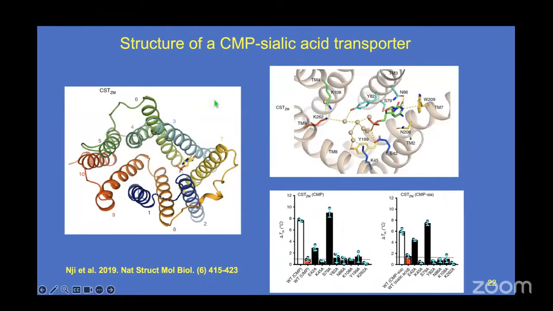So we solved the structure by lipidic cubic phase to 2.8 angstrom. And we identified the residues that are coordinating the nucleotide sugar and did some mutation to validate the binding pocket.